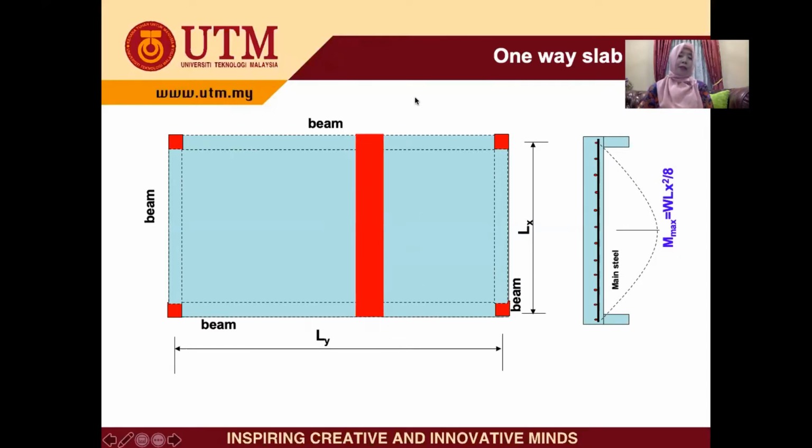Why the shorter direction? It is because, as I explained last time, cracks will happen along the long direction. Therefore, in order to avoid the crack, we need to design opposite of this crack, meaning that we put the main steel opposite of the crack. Therefore, this is the direction of our design. The slab configuration will be in the shorter direction, using the simplified formula WL square over 8.